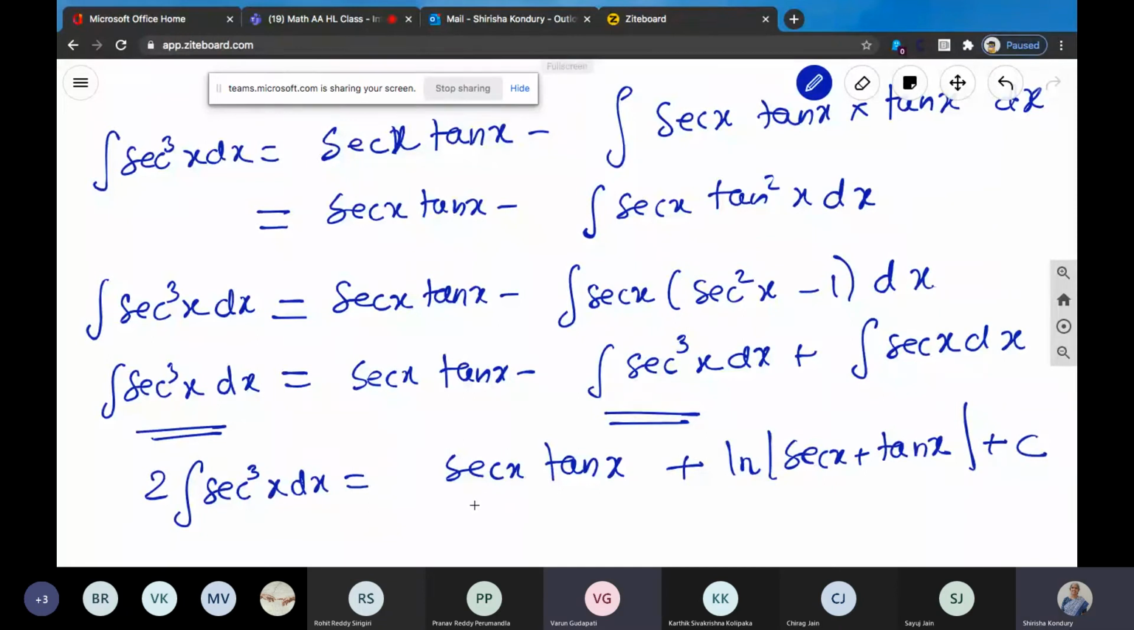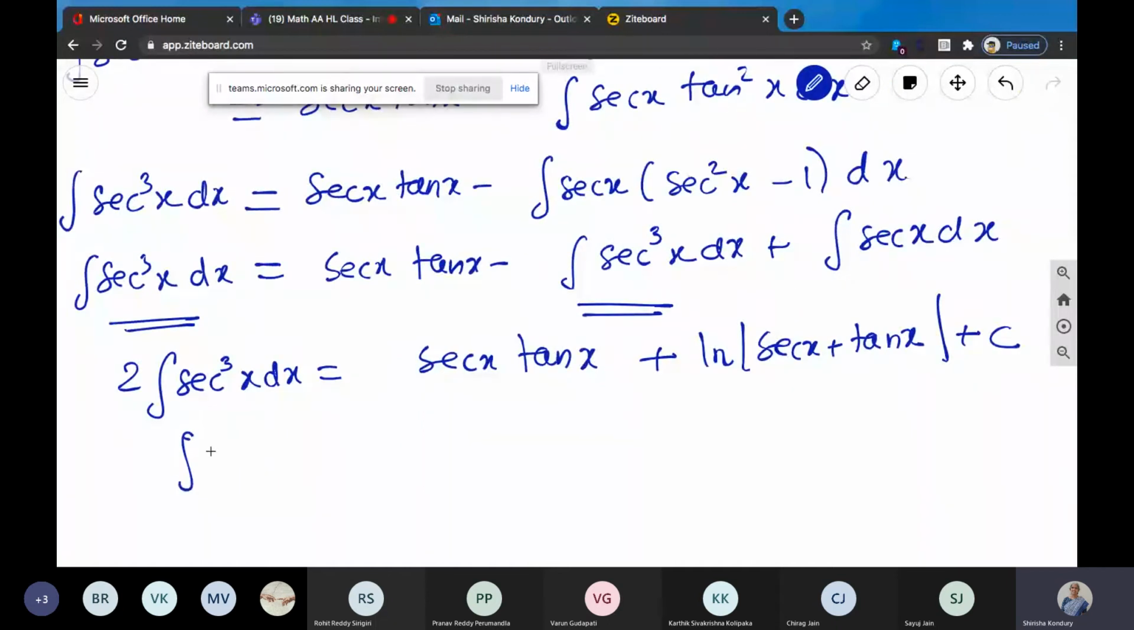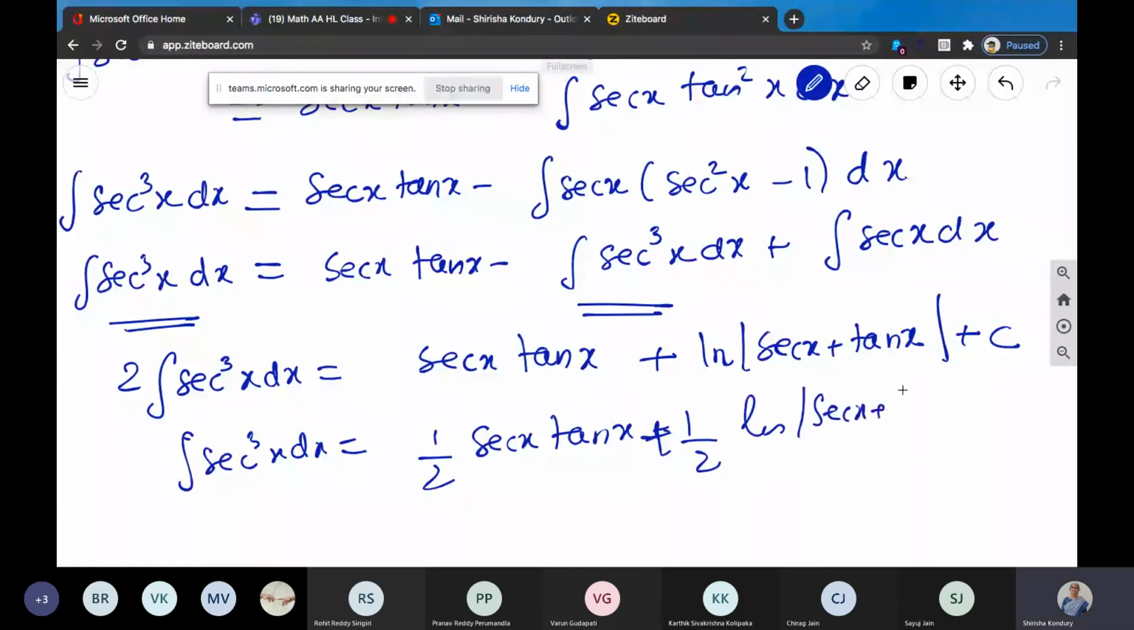Very good. You know the trig ratios can become negative, but ln cannot accept negative inputs, and therefore putting a modulus is very, very important. Unless you're sure, like for example, ln of x square. X square doesn't need a modulus symbol, right? Because it will always be positive. So unless you're sure that it is always going to be positive, you will use a modulus sign. So have I finished? Not yet. So integral of secant cube x dx is half secant x tan x plus half ln of secant x plus tan x.